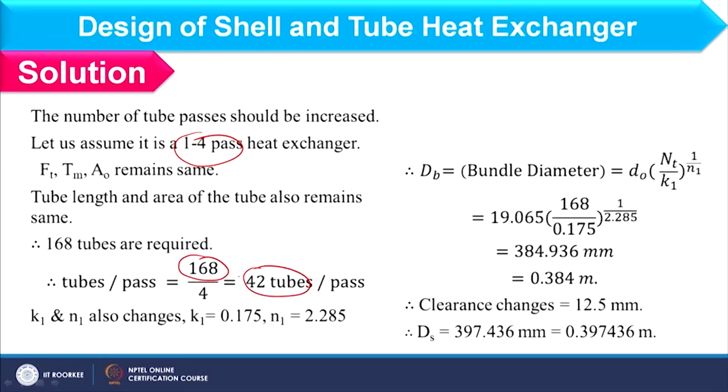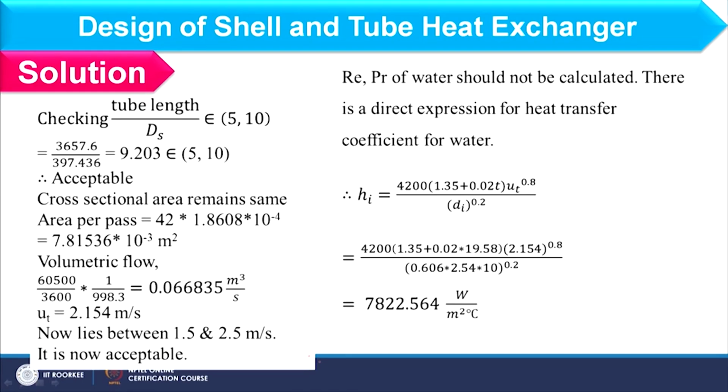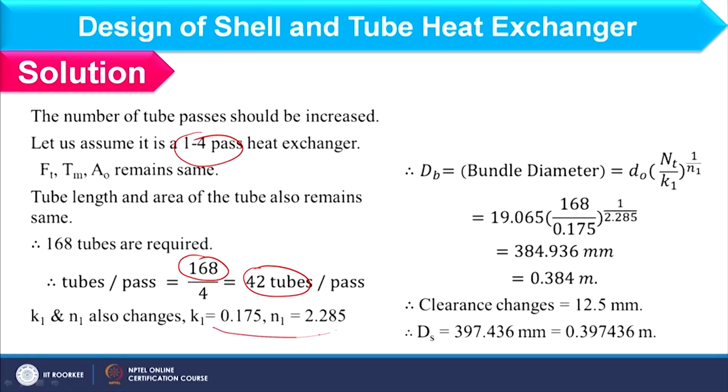So 42 tubes will be allocated to one pass, right. So K1 N1 value you can find as we have done previously, and corresponding to that bundle diameter we can obtain as 0.384 meter. Considering the clearance, we can consider shell dia as 0.3974 meter. In this way you can revise the calculation based on new assumption.